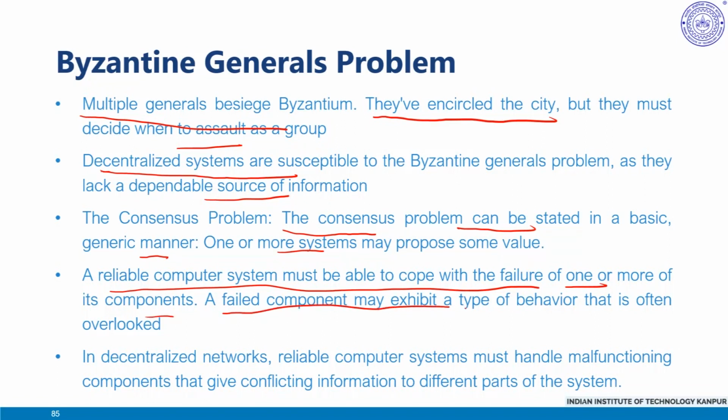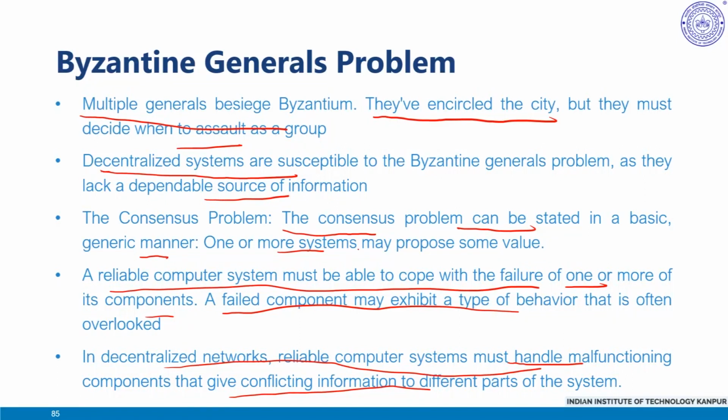A failed component may exhibit a type of behavior that is often overlooked, namely sending conflicting information to different parts of the system, for example. The problem of coping with this type of failure is expressed abstractly as the Byzantine generals problem. Reliable computer systems must handle malfunctioning components in decentralized networks, including components that give conflicting information to different parts of the system.